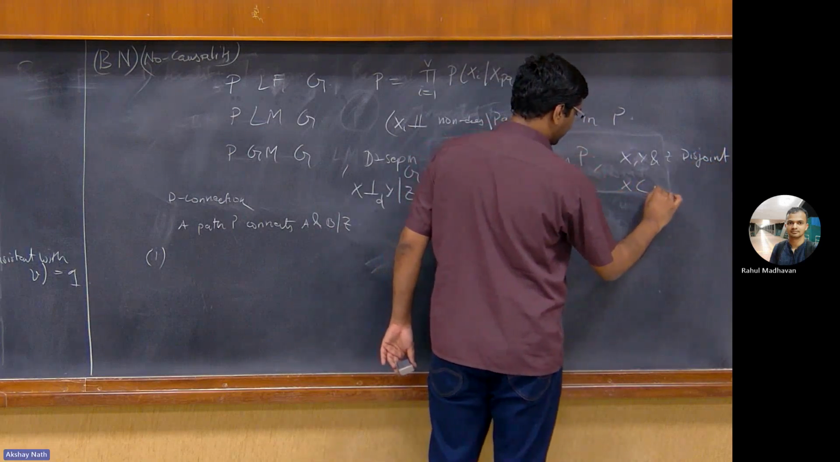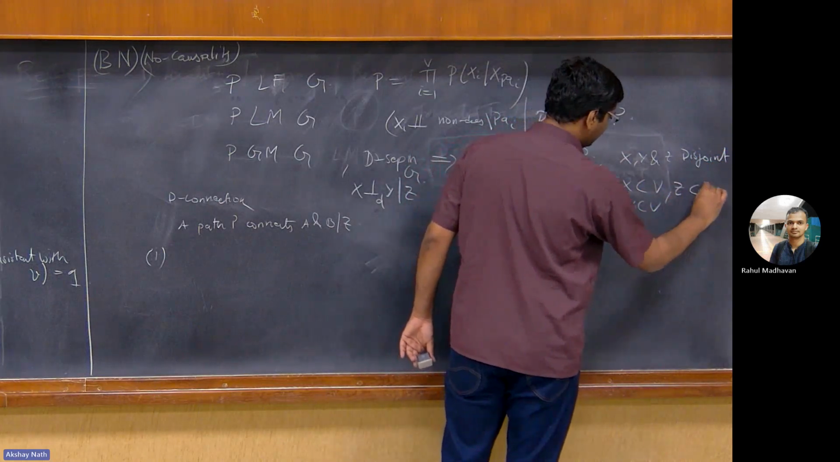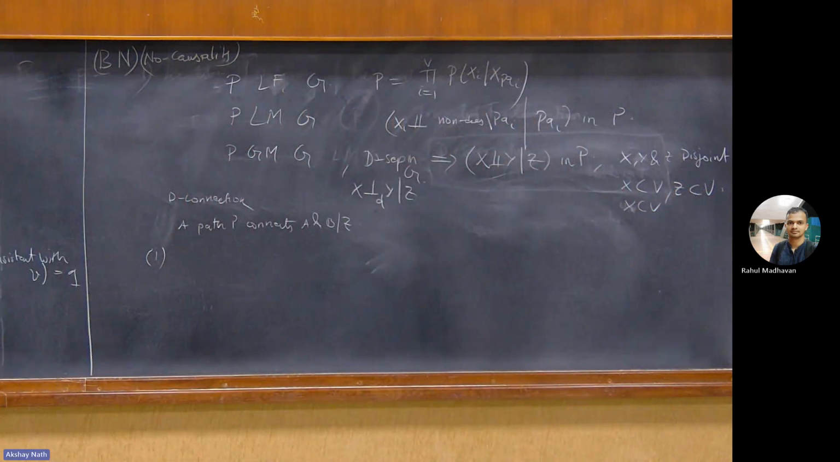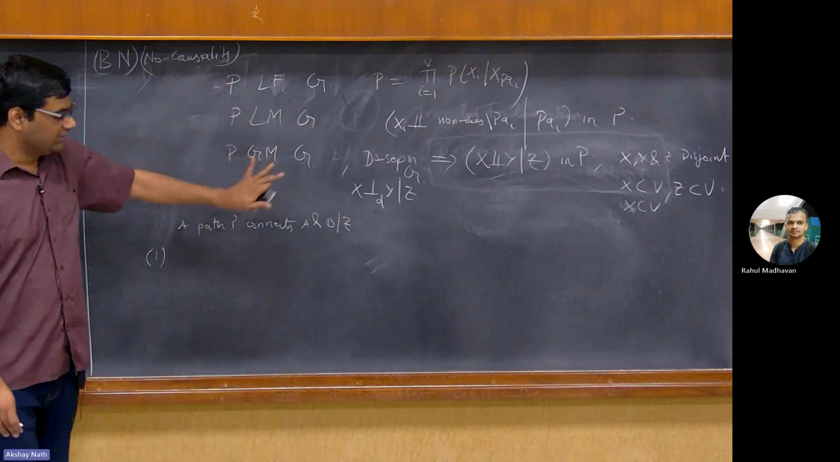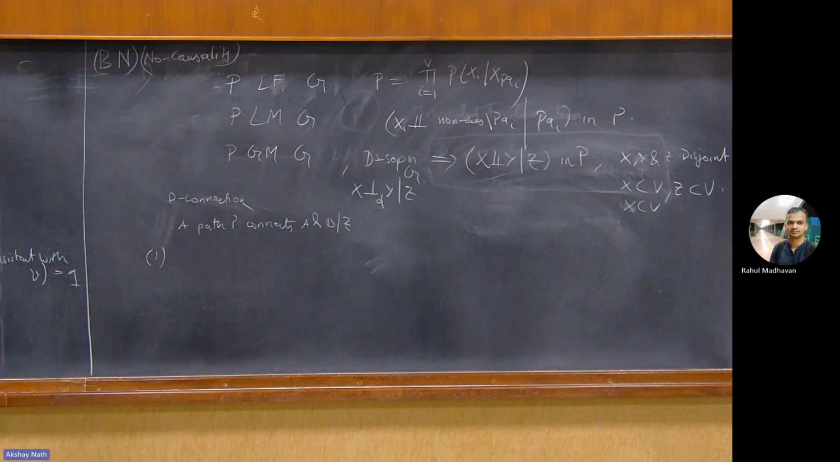And X is a subset of V, Y is a subset of V. I'll prove even with sets directly. Actually, much easier to treat them. Local Markov implies global Markov. That's the proof I'm going to do. I've not said anything about it yet, but all three are actually equivalent.